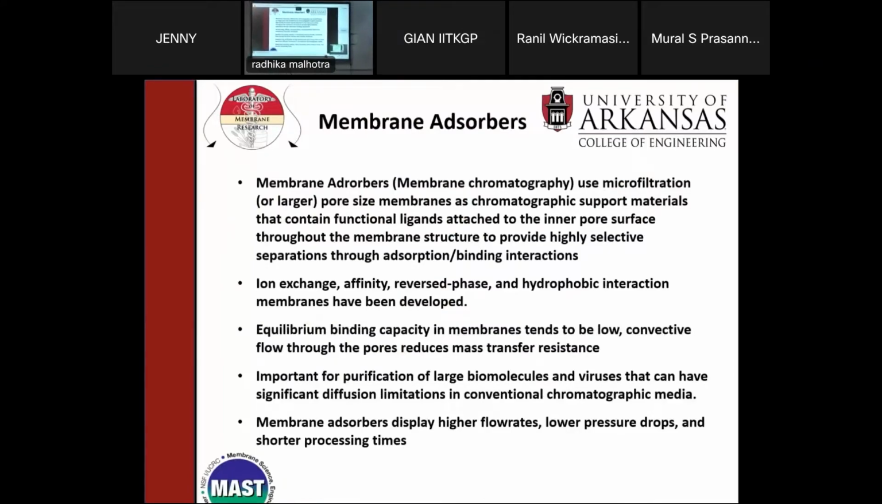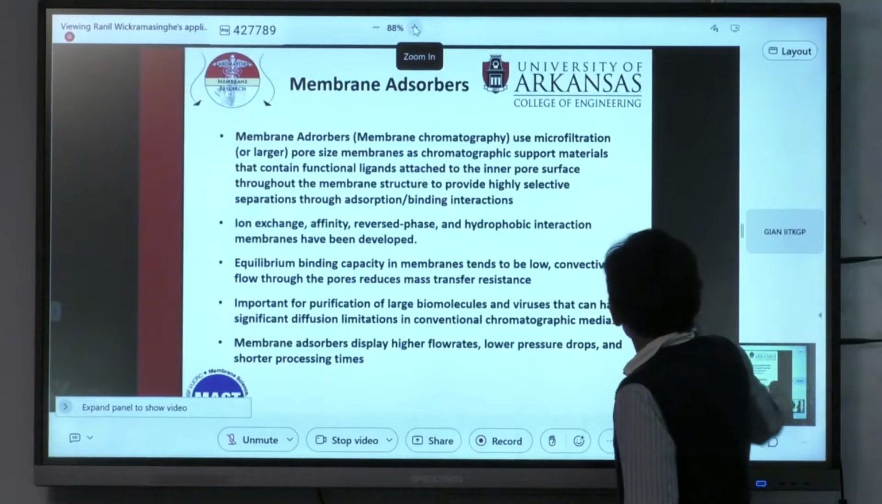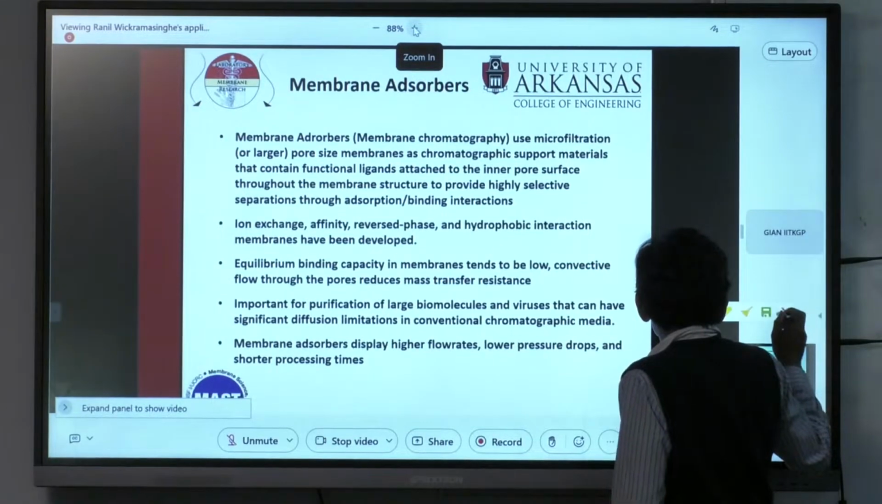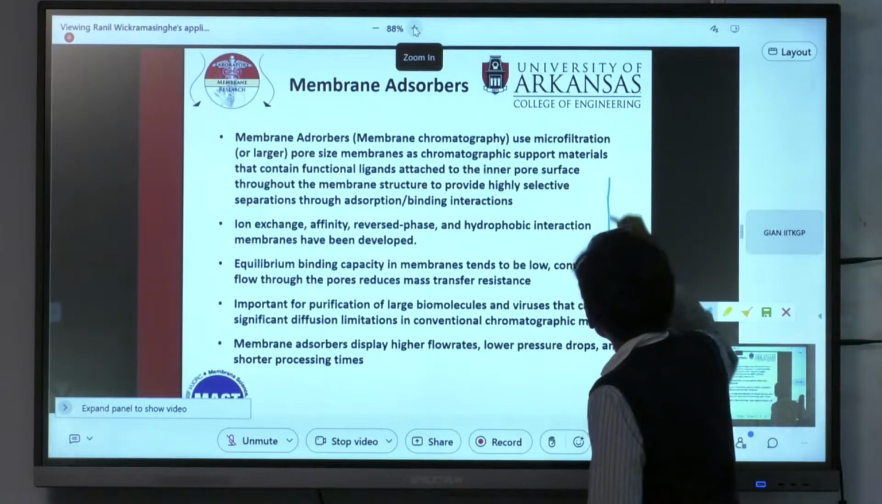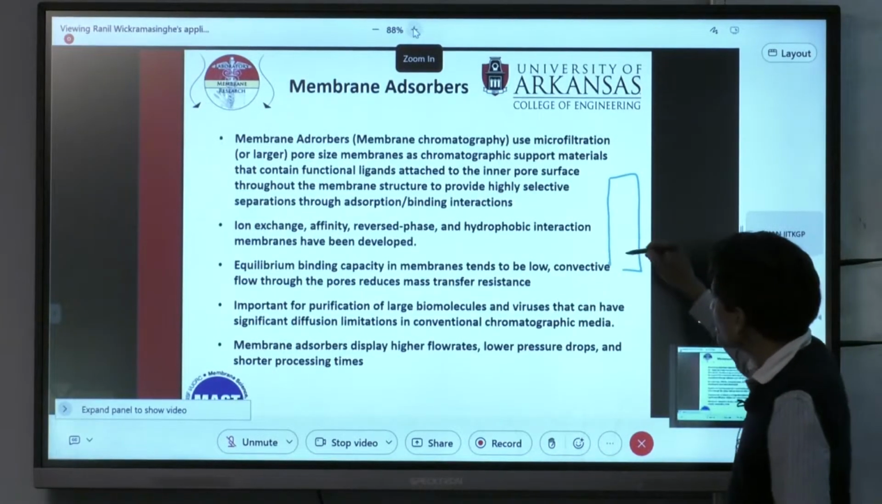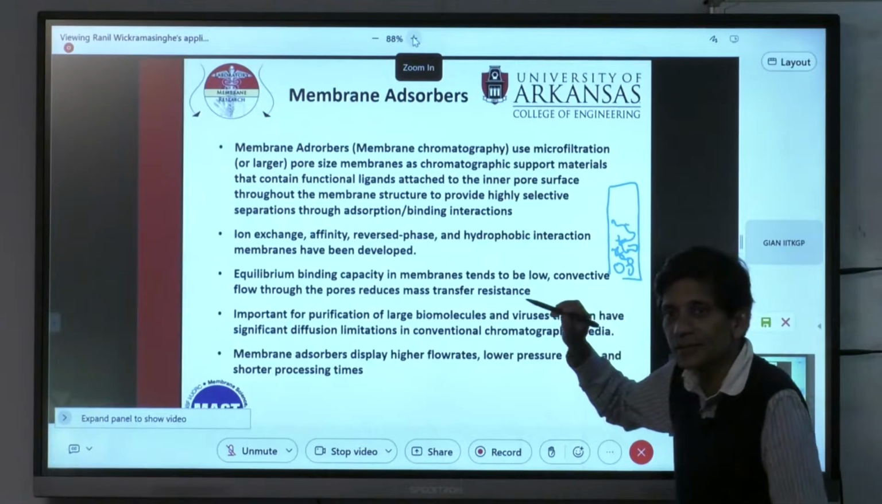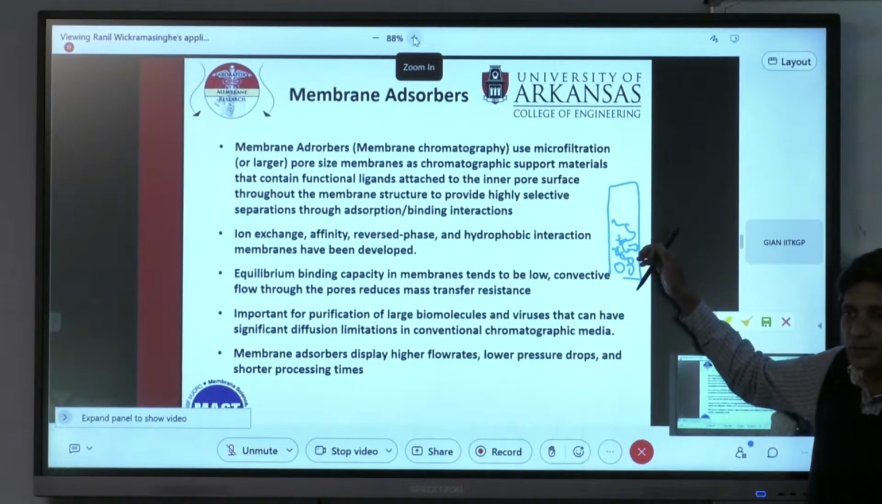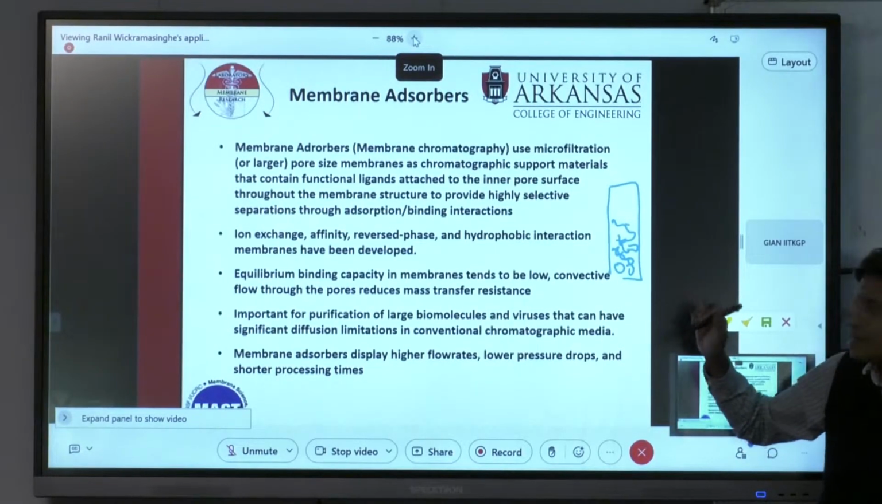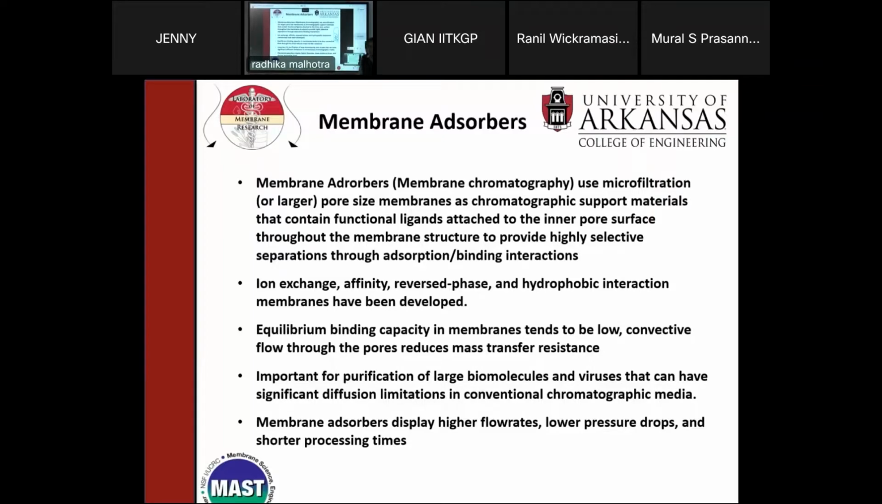So membrane adsorbers are also known as membrane chromatography, okay? And what they do is they use microfiltration membranes or larger as chromatographic support materials. So I think all of you, especially chemical engineers, should be familiar with something called packed bed adsorption, right? Everybody knows what that is, right? So you take little spherical particles, typically resin particles, you pack them in a bed, right? You run your feed through that, you bind what you want, and then you elute. And typically these particles are porous, so you maximize the surface area because most of the binding occurs in the inside pores.